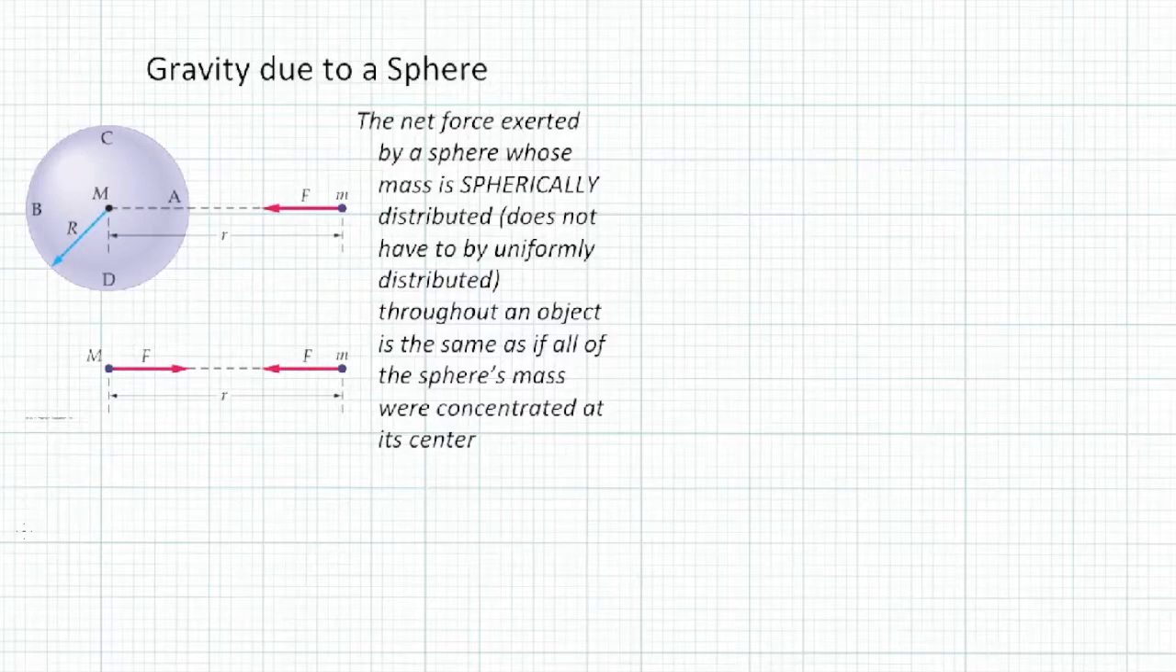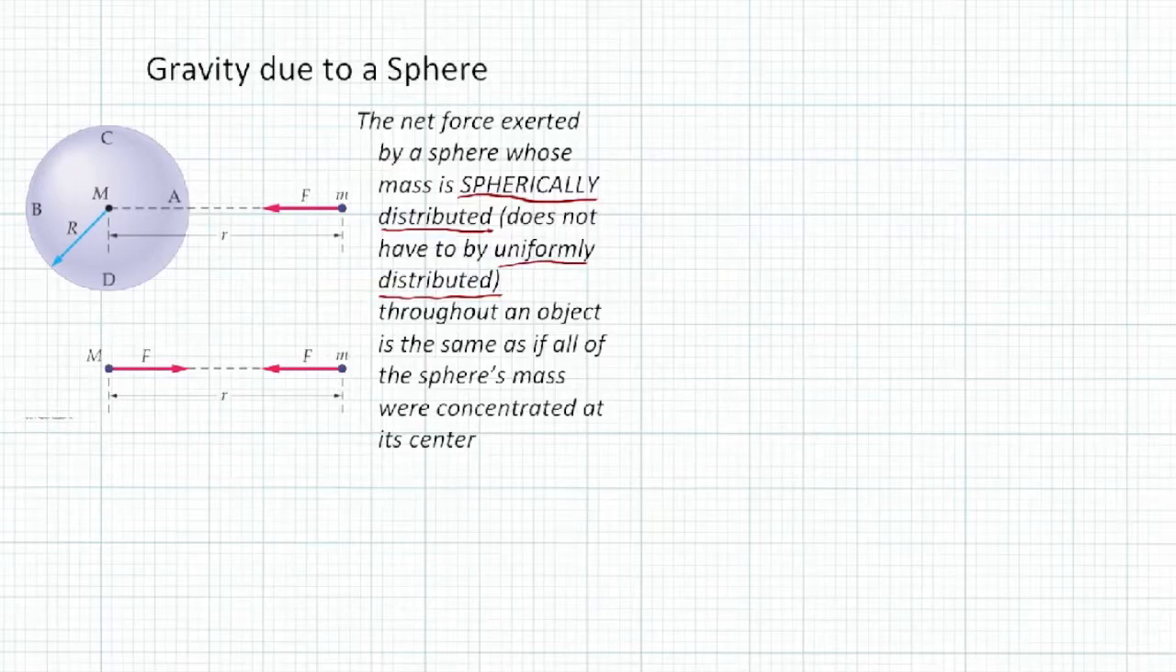And this is simply pointing out that anything that is spherical in its shape and also has its mass spherically distributed. What this means is that the mass is distributed all around a central point evenly. It doesn't have to be uniformly distributed. And I'll explain what that means in just a second, but it needs to be spherically distributed.